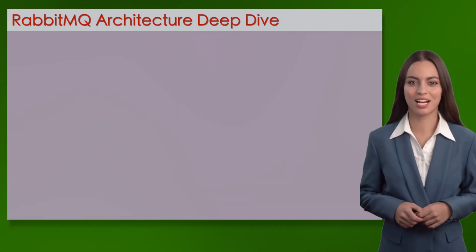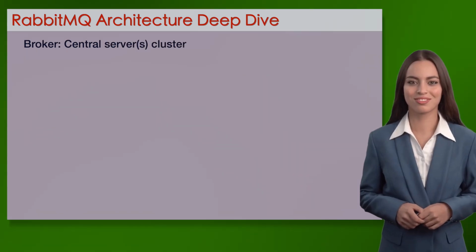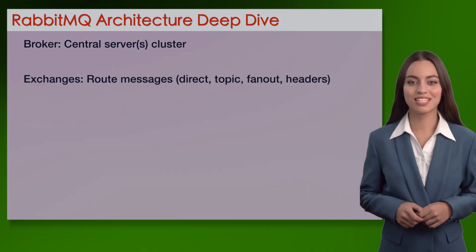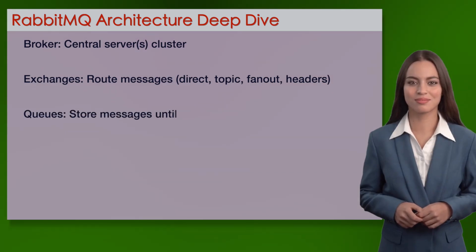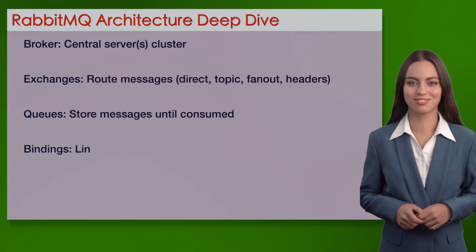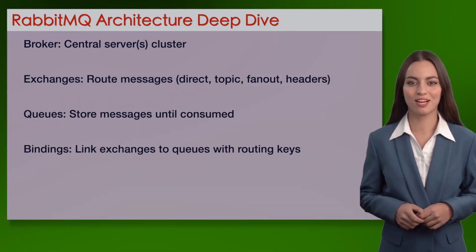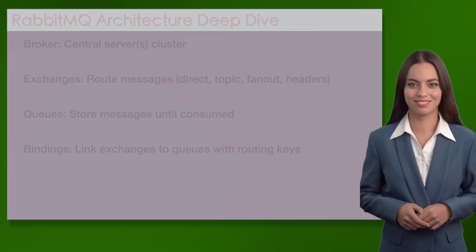RabbitMQ architecture deep dive. The broker is a central server, or cluster, that receives, routes, and delivers messages. Exchanges receive messages from producers and route them to queues based on type. Direct, exact routing key match. Topic, pattern matching. Fanout, broadcast to all bound queues. Headers, match on message headers. Queues store messages until acknowledged by consumers. Bindings connect exchanges to queues with routing keys or header patterns.